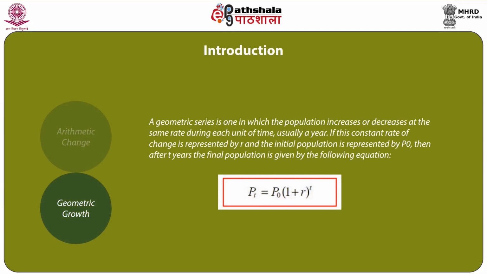A geometric series is one in which the population increases or decreases at the same rate during each unit of time, usually a year. If this constant rate of change is represented by R and the initial population is represented by P naught, then after T years the final population is given by the following equation: Pt is equal to P naught multiplied by (1 plus R) to the power T.